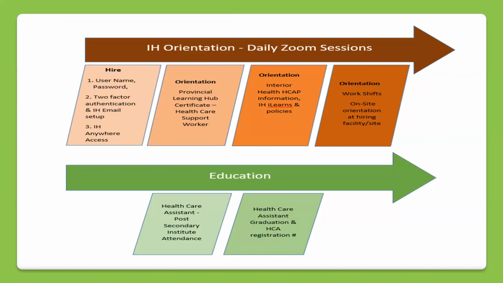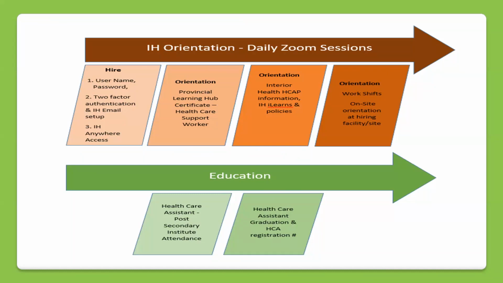The next step in the orientation phase is to complete the Provincial Learning Hub orientation. You will complete this on the Provincial Health Services Learning Hub and will need to create an account. You can use either your personal email or your Interior Health email to create your account. Note that you do not need to have access to Interior Health for this step of your orientation. All you will need is access to a computer with working internet.